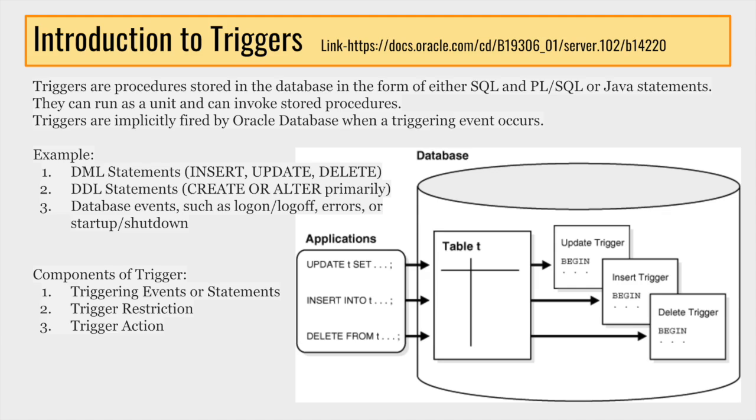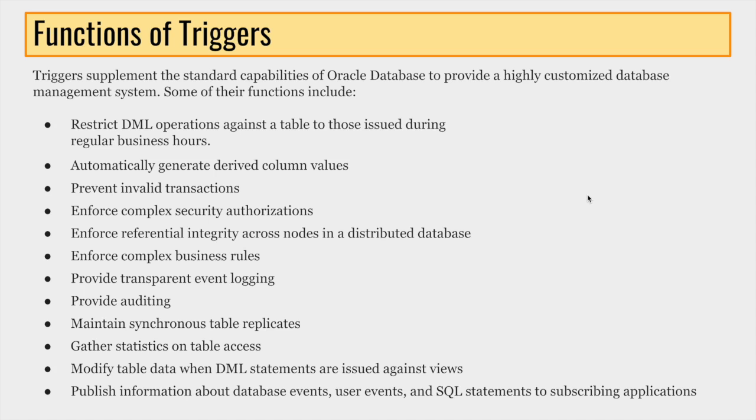A trigger action is a procedure that contains SQL statements and code to be run when and only when a triggering statement is issued and a trigger restriction evaluates to true. Triggers supplement the standard capabilities of Oracle to provide a highly customized database management system. For example, a trigger can restrict DML operations against a table to those issued during regular business hours.